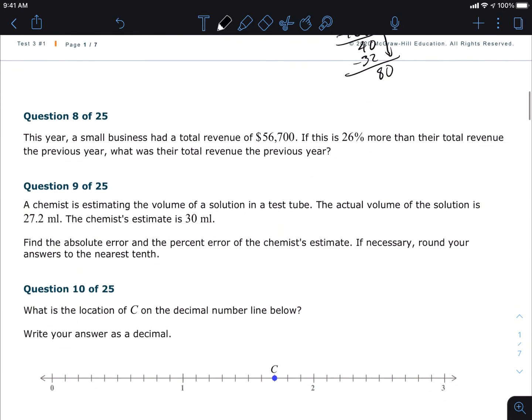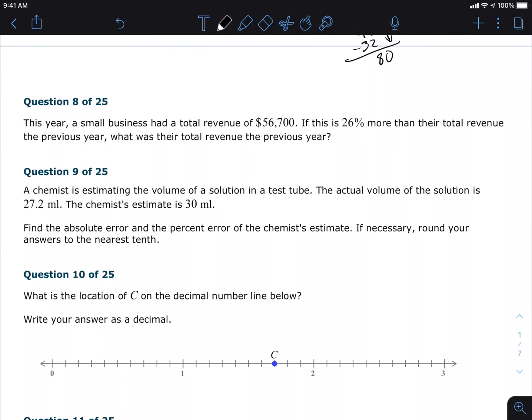Okay, next. Number 8. It says this year a small business had a total revenue of $56,700. If there is 26% more than their total revenue from the previous year, what was the total revenue from the previous year? So this is actually higher than it was the previous year, right? So what we can do is, they want to find out what the amount of revenue was for the previous year. So really, this is the total for this year, right?